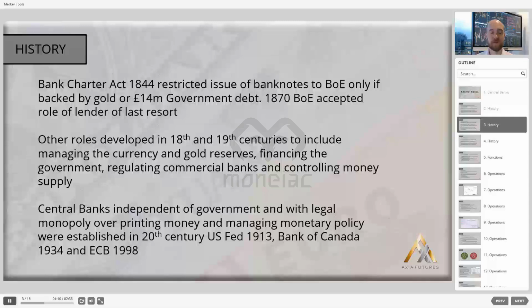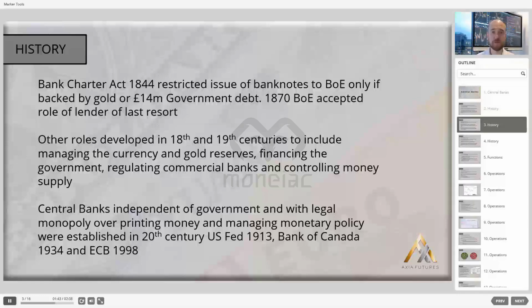But effectively, it was a wholesale bank that had a bank run on it, creating a big drain on liquidity in the economy. The Bank of England had to step in, lend money to make sure it didn't create a further collapse within the economy. Now, other roles that we see as synonymous with central banks started to build up in the 18th, 19th centuries and predominantly included managing currency and gold reserves, financing governments, regulating banks and controlling money supply.